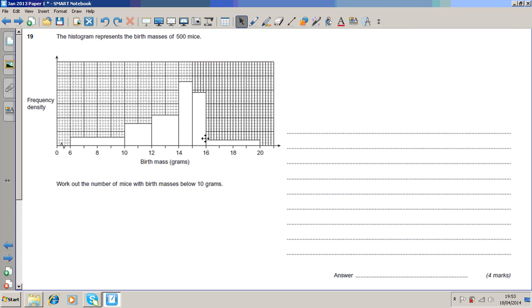Last one, I think. 19. The histogram represents the birth masses of 500 mice. Work out the number of mice with birth masses below 10 grams.